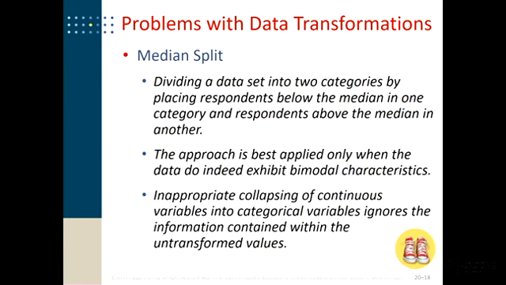So median split means if you have a particular number of responses, you just divide the data at the median. That means you calculate or find out what your median is, and you divide your data at the median. All the responses below the median constitute one category, and all the responses above the median constitute another category. So this is one technique of data transformation. But as I already have said, this inappropriate type of data transformation may result in losing important information.